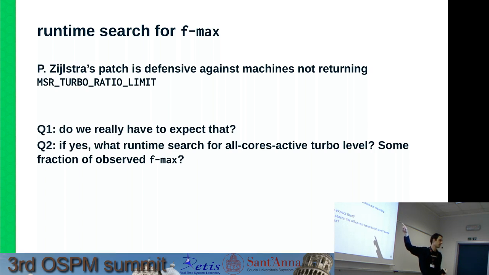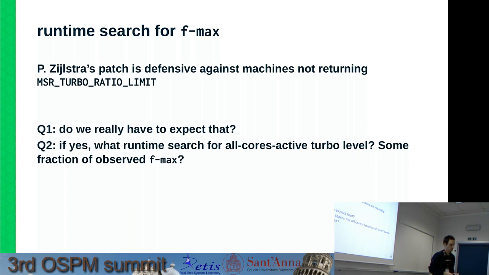I wanted to say this. In Zelstra patch, Peer was defensive against a machine that doesn't tell you what the turbo frequency is. And so you were looking for it at runtime. My question is, I wouldn't know how to do that for something that is not the max. I just take a fraction of it. Do I have to do it? Are there machines that don't tell you the turbo level?